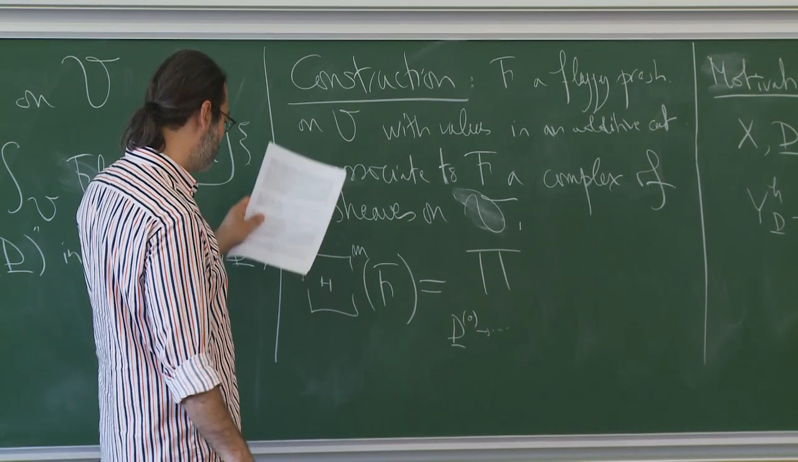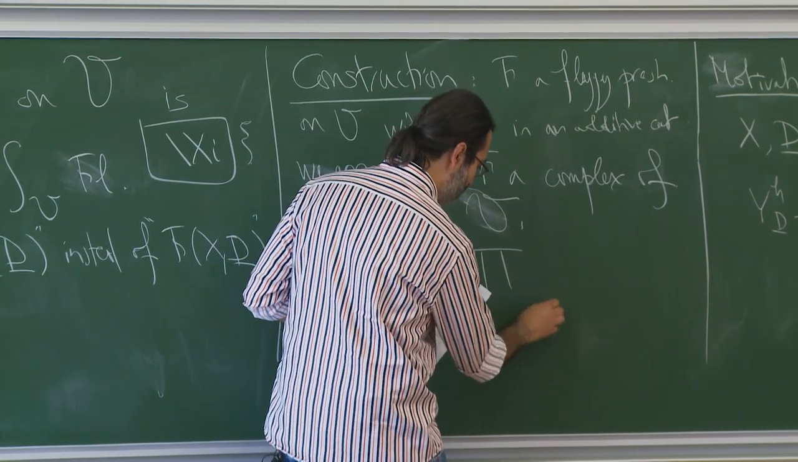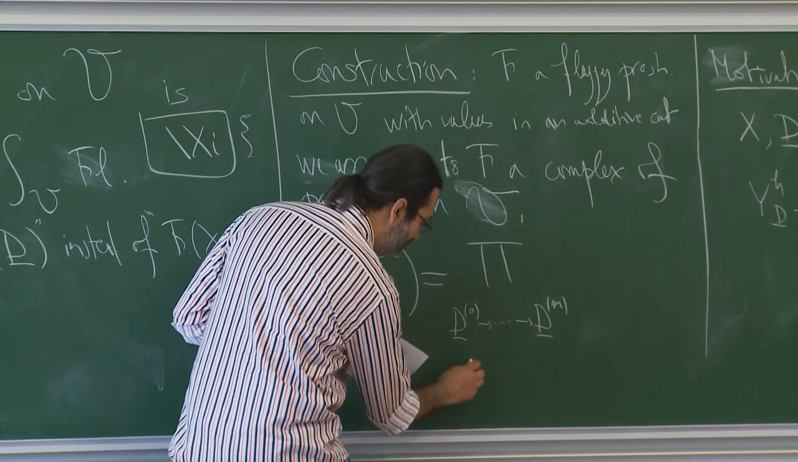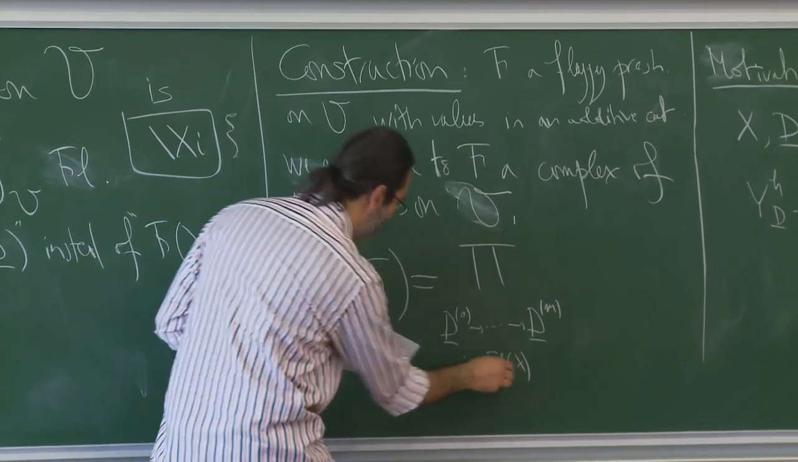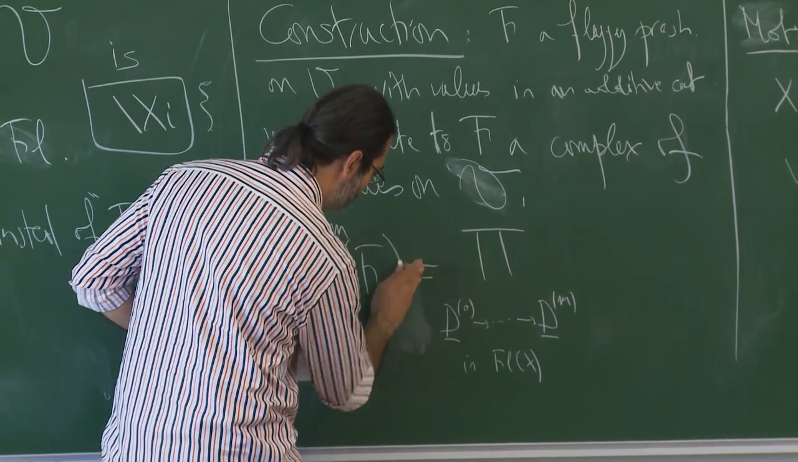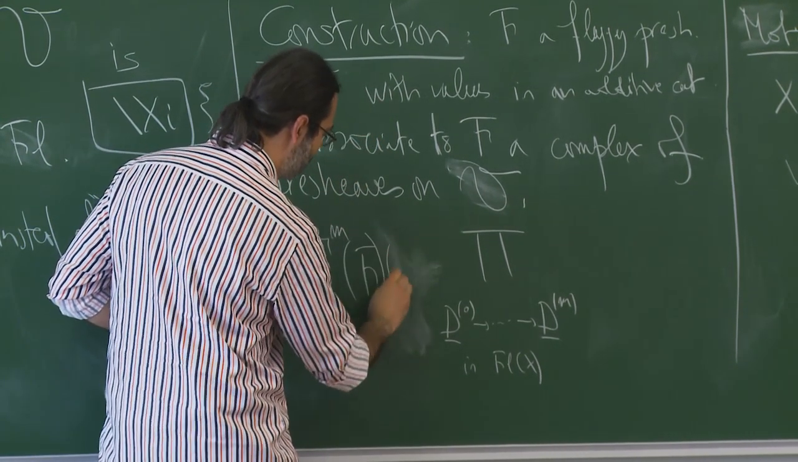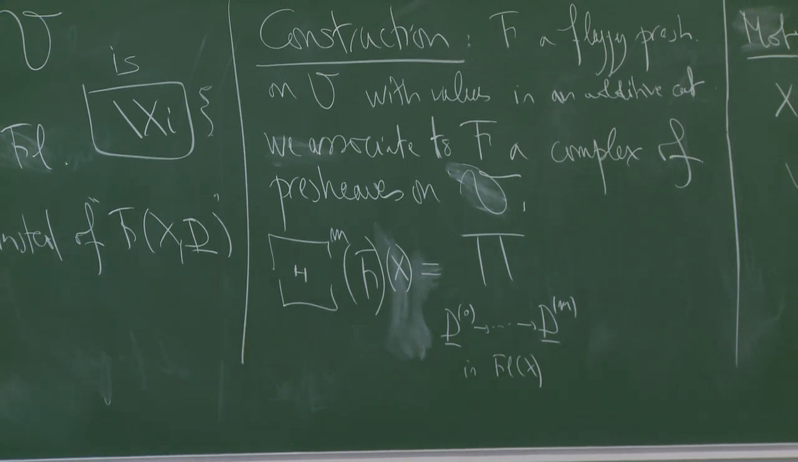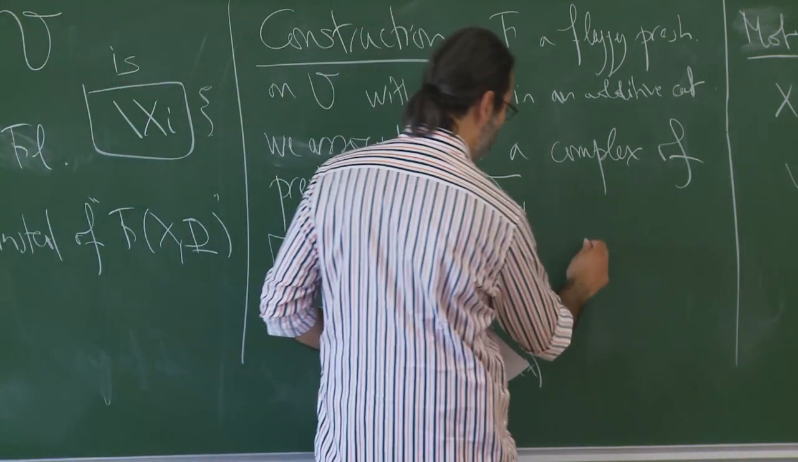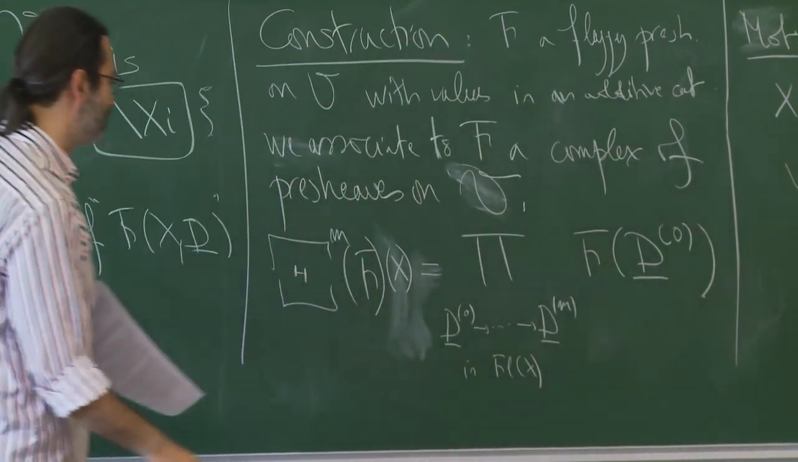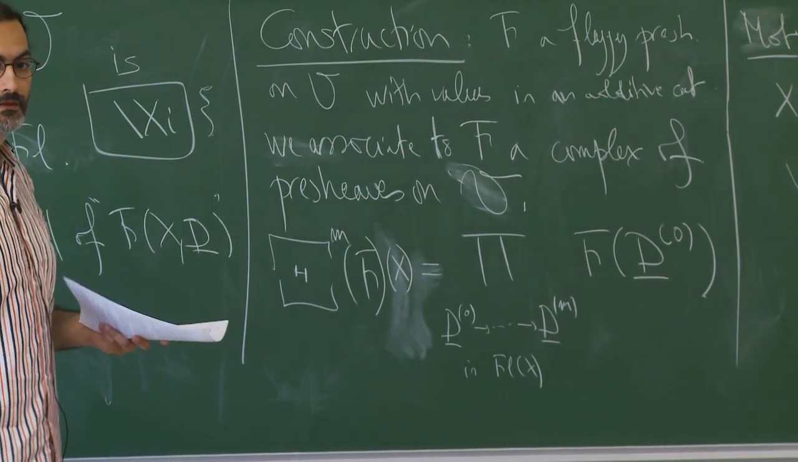So degree m is given by, you look at sequences of morphisms of flags in the flags of x. I should say I'm evaluating at x here. It's given by taking the product over a sequence of length m plus 1 in the category of flags of x. And simply, you evaluate F at the first one. This is what this complex is in degree m.